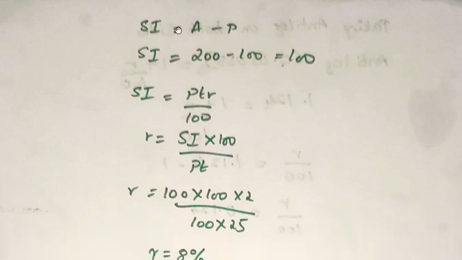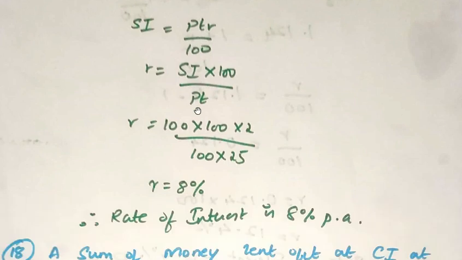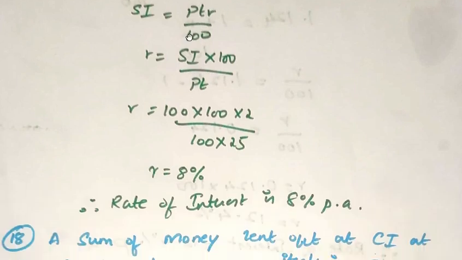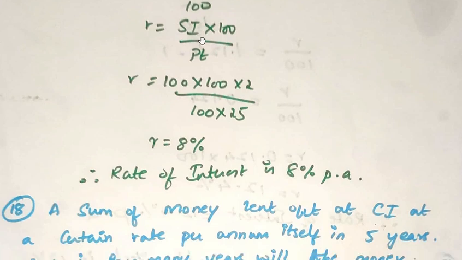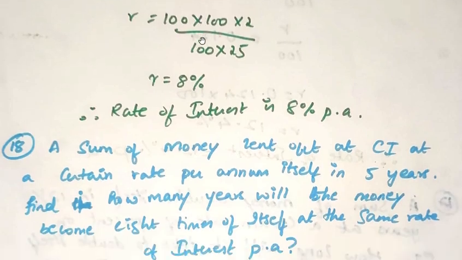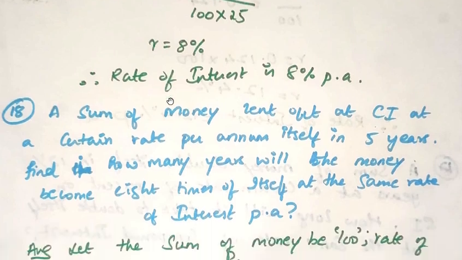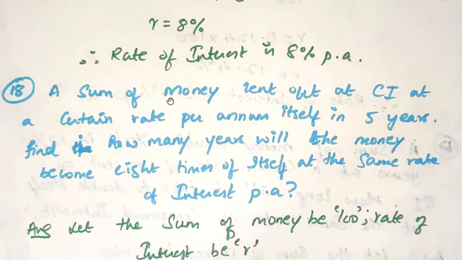So simple interest is equal to A minus P. Simple interest is equal to 200 minus 100, which is equal to 100. So simple interest is equal to PTR by 100. Now the unknown value is R, so R is equal to simple interest into 100 divided by PT. So R is equal to 100 into 100 into 2 divided by 100 into 25. So the rate of interest is equal to 8%. So if it is 8% interest, it can double itself.